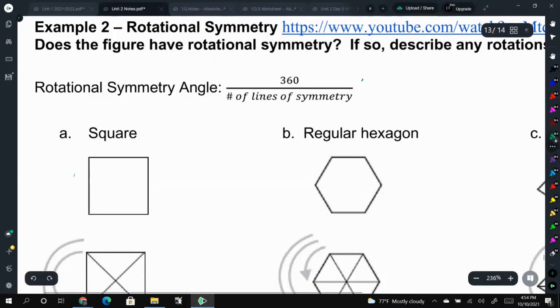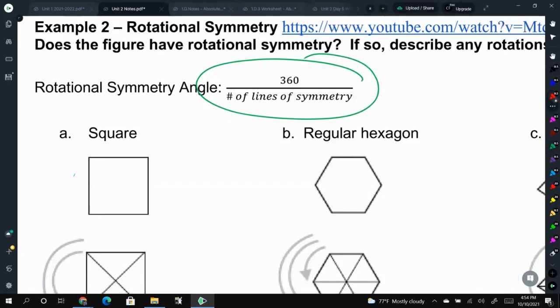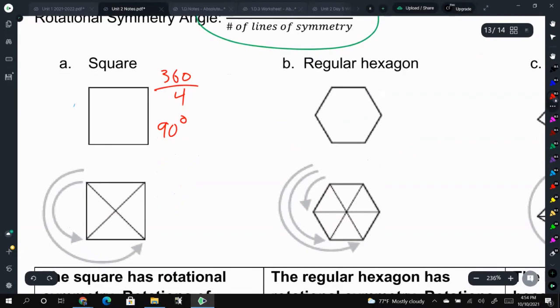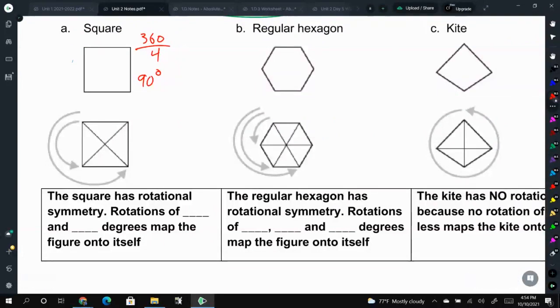Now, we can calculate that by using this formula here. From the problem above, we knew that there were 4 lines of symmetry in a square. So if we do 360 divided by 4, that gives us 90 degrees. So that's telling us that the smallest angle of rotation is 90 degrees, and I could keep rotating the square 90 degrees for it to land on itself. So the square has rotational symmetry, rotations of 90 degrees and 180 degrees will land it on itself.